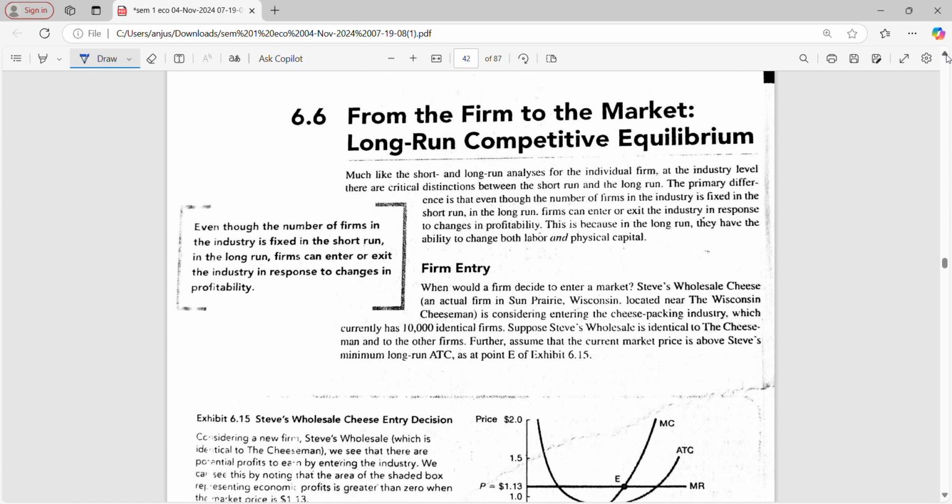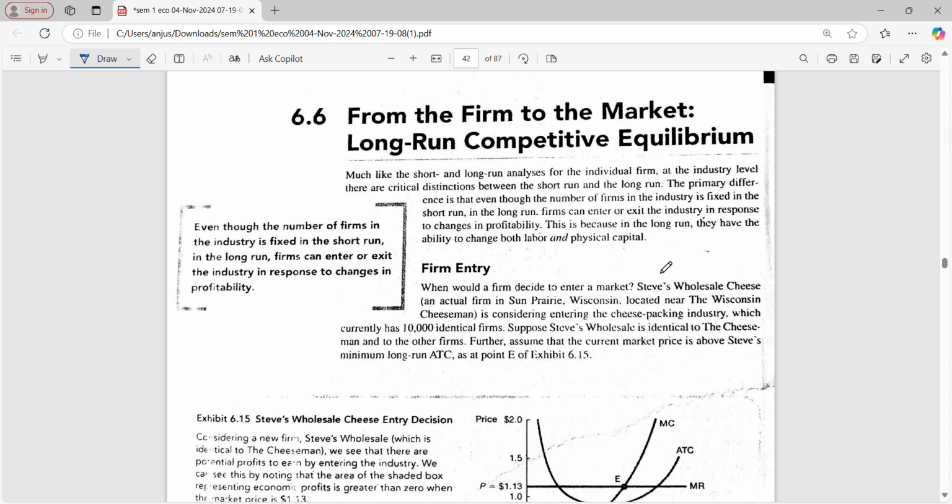So here we will be covering till firm entry and firm exit in this chapter, in this class. In the next class we'll be completing this chapter with the last topic of zero profits in the long run. Okay. So first, a firm entering the market in long run competitive equilibrium.